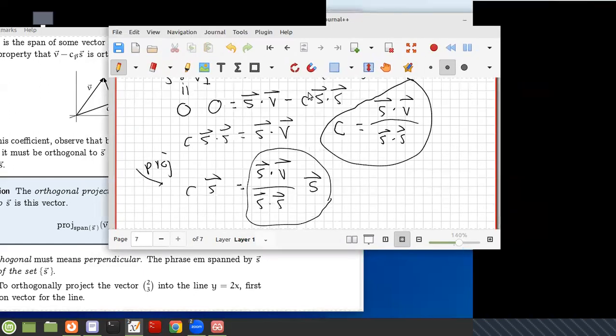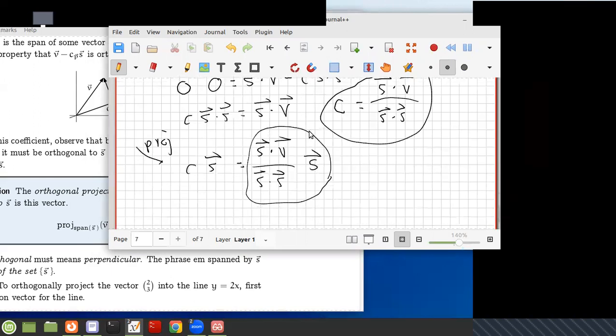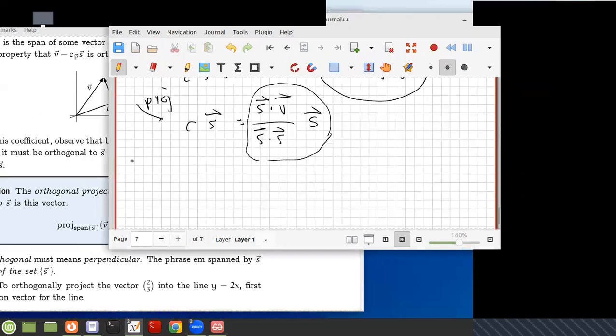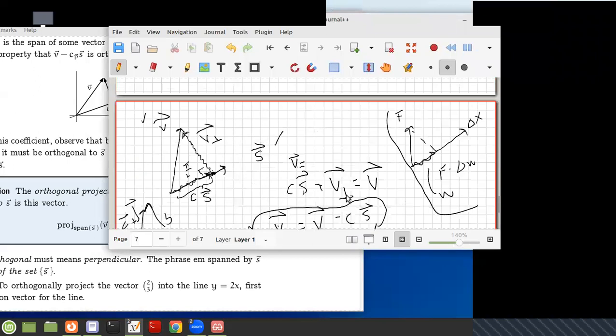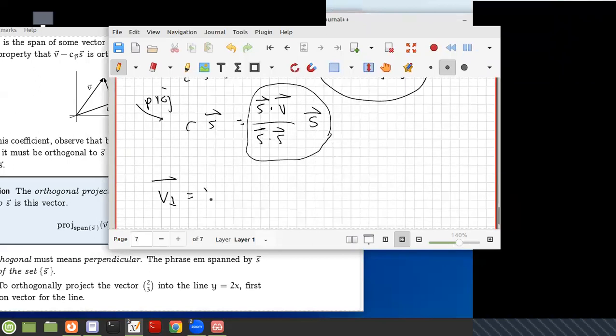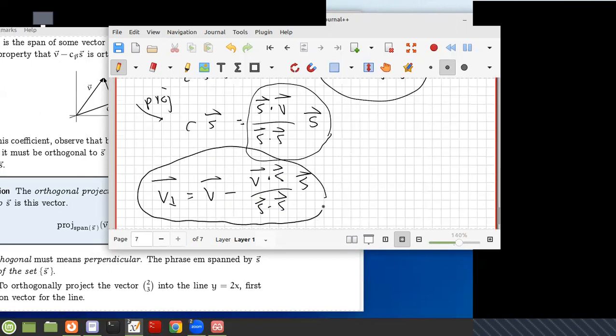We will be interested in the next section in V perpendicular. But this enables us, see, now we know what C is. So if we wanted to know what V perpendicular was, up here we know V perpendicular is V minus C times S. So it would be minus V dot S over S dot S times S. Okay, well, this is going to be the next chapter. This is the key thing.